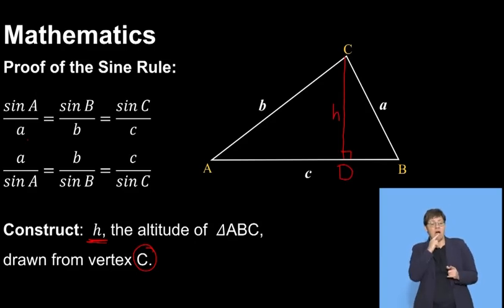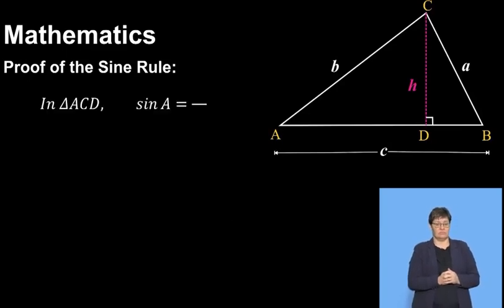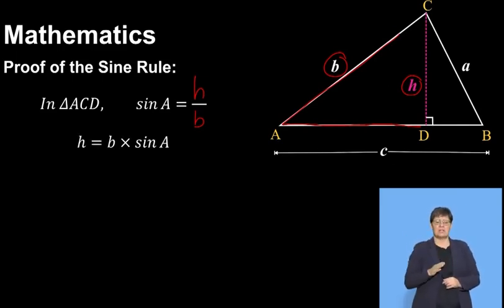So once we've done that construction, that's the first step of our proof. Now if we look at triangle ACD, this triangle here, and write out a formula for sine A, similar to earlier, it's going to be opposite over hypotenuse, so h over b. Then we rearrange to make h the subject of our formula, and we end up with h equals b sine A, because we've just multiplied throughout by b.